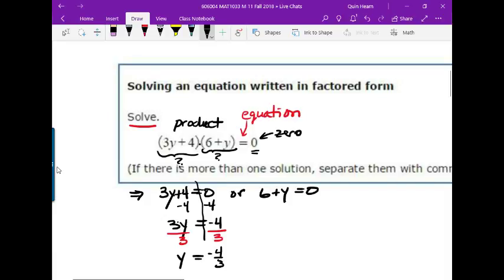Or, and then here we have on the other side, 6 plus y equals 0. So I'm going to subtract 6 from both sides to get y by itself. We get y equals negative 6. All right, so our solution set contains both negative 4/3 and negative 6. Okay, so that's solving an equation written in factored form.